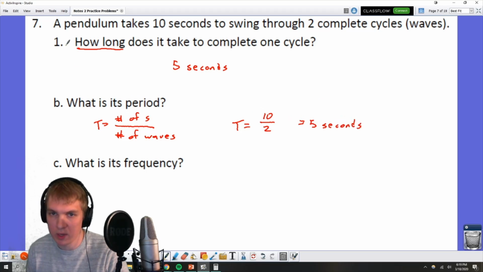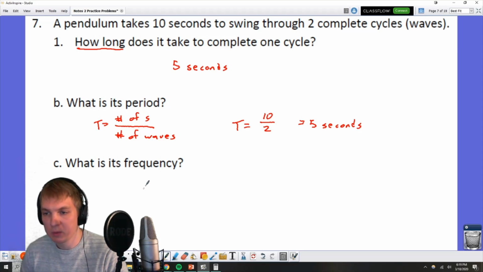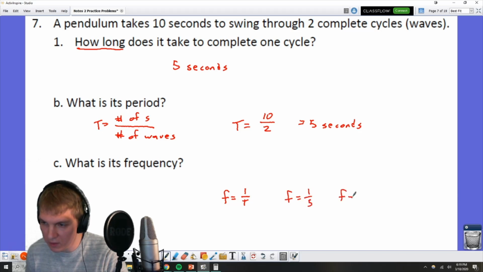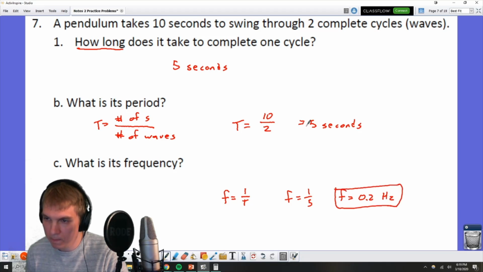So part 1 here was basically the same thing as B. Frequency, there's 2 ways to go about this. You can either go number of waves divided by the number of seconds, or you could just take the inverse of this. The trickier way is to do the inverse, so let's do it that way. So F is equal to 1 over T. That means F was equal to 1 over 5. So F is equal to 0.2 hertz. And that's our final answer there.